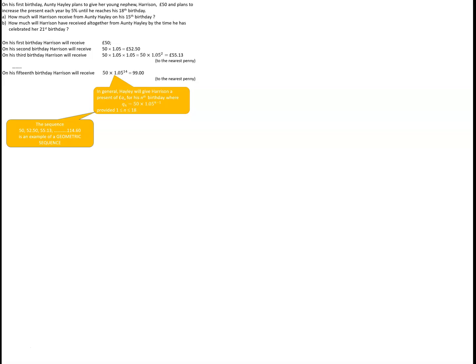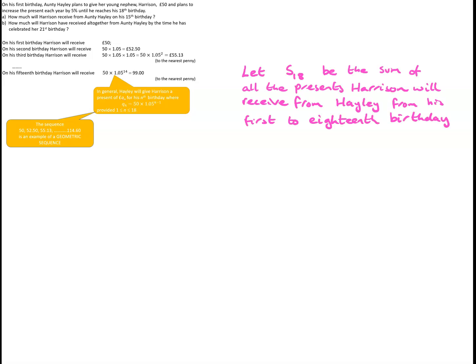£1,407. We're going to now do it without needing to use the sigma functions on our calculator and develop a formula for the sum of a geometric progression. So let S18 be the sum of all of the presents that Harrison will receive from Hayley from his 1st to his 18th birthday. We've got S18 is 50, plus 50 times 1.05 is his second birthday present.